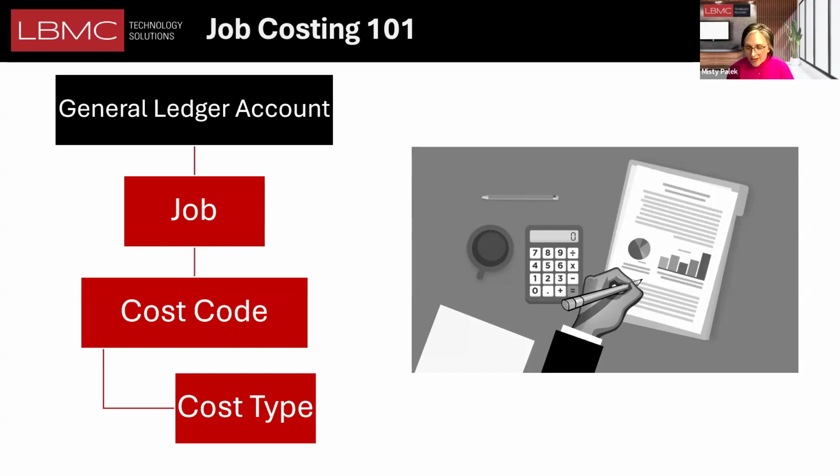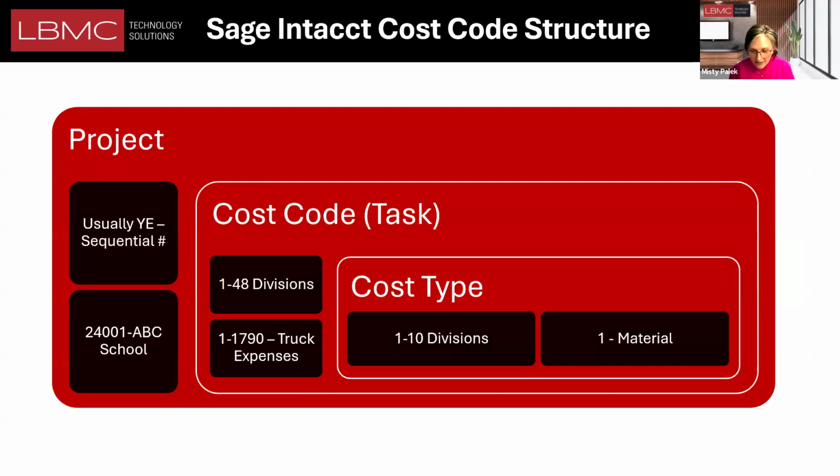So typically 5,000, 50,000 is job related, 6,000 to 60,000, right? It depends on how many digits you have in your general ledger accounts. Those are usually and typically overhead. So these accounts are linked to a job, a cost code, and a cost type. So it kind of provides a shell, like I was saying. So let's look at how it's nested in Sage Intacct.